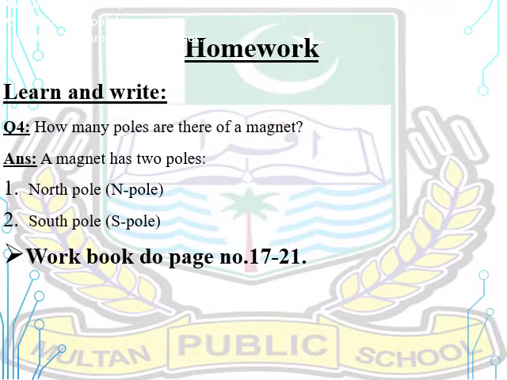Get ready for homework. Learn and write. Question number 4. How many poles are there of a magnet? Answer. A magnet has two poles: north pole, N pole, south pole, S pole.